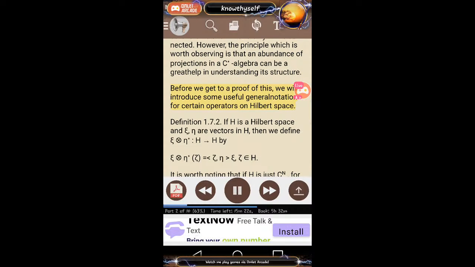Before we get to a proof of this, we will introduce some useful general notation for certain operators on Hilbert space. Definition 1.7.2. If H is a Hilbert space and xi, eta are vectors in H, then we define theta_{xi,eta}: H to H by theta_{xi,eta}(zeta) equals <zeta, eta> xi, zeta an element of H.